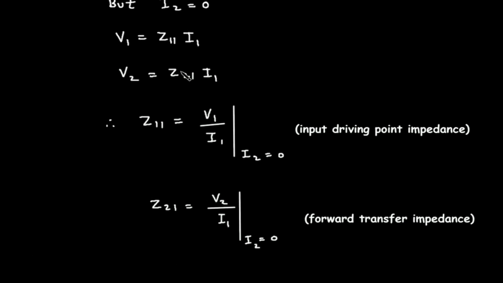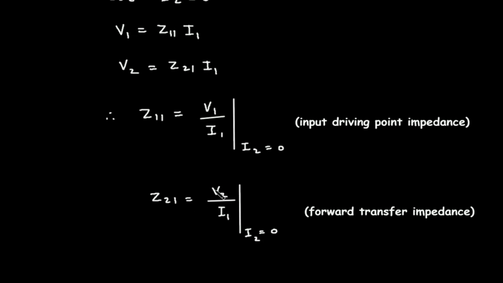Now from this we can find the value of Z21. Z21 is also an impedance parameter. So Z21 is equal to V2 by I1 when I2 is equal to 0. Since Z21 is the ratio of V2 by I1, where V2 is the output voltage and I1 is the input current, it is called the forward transfer impedance.